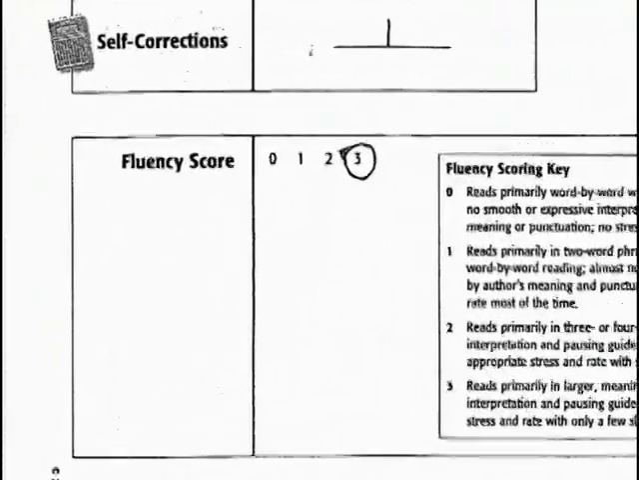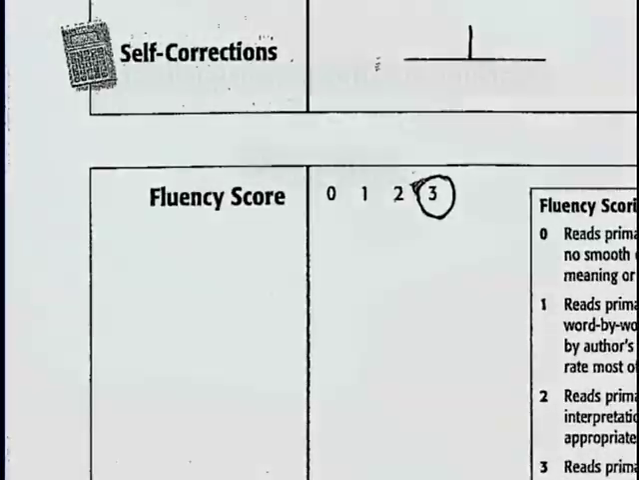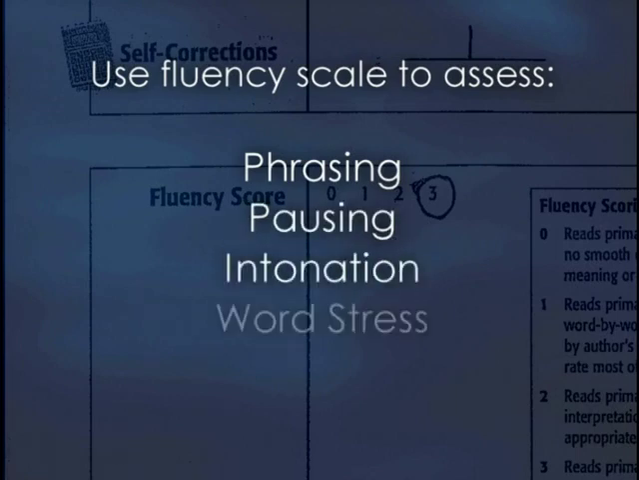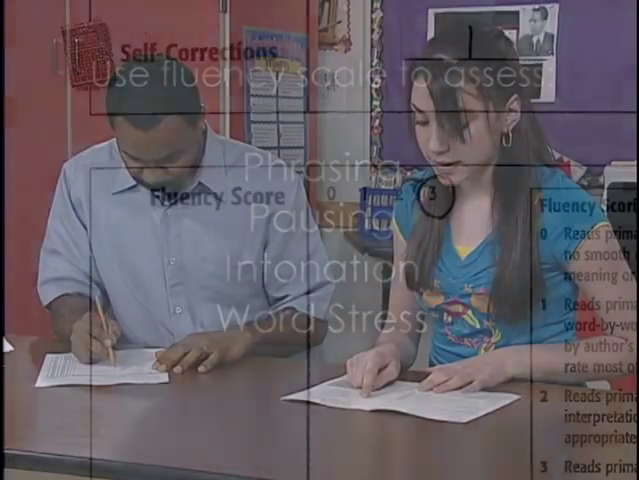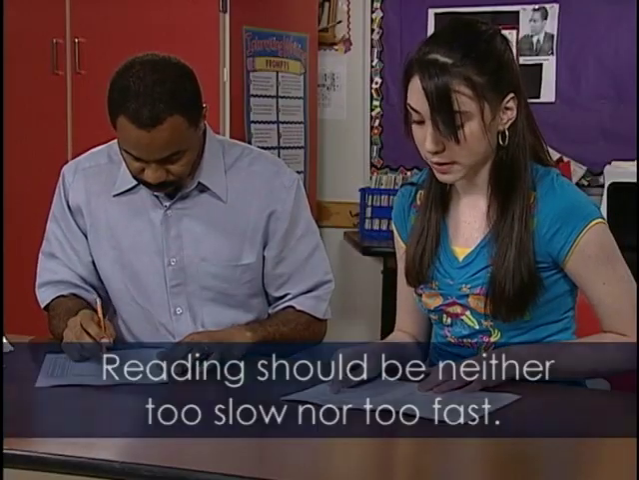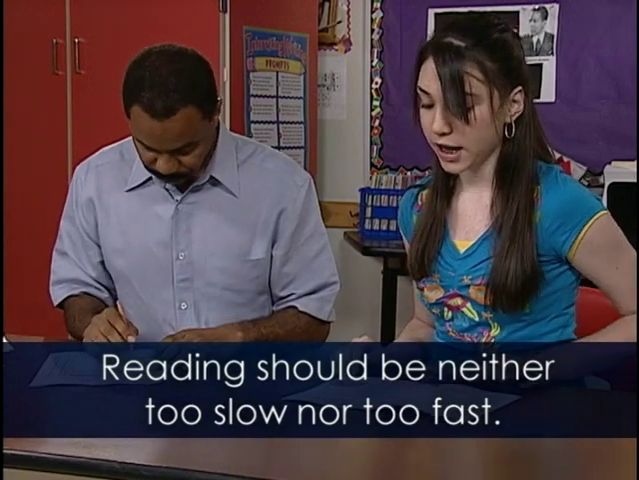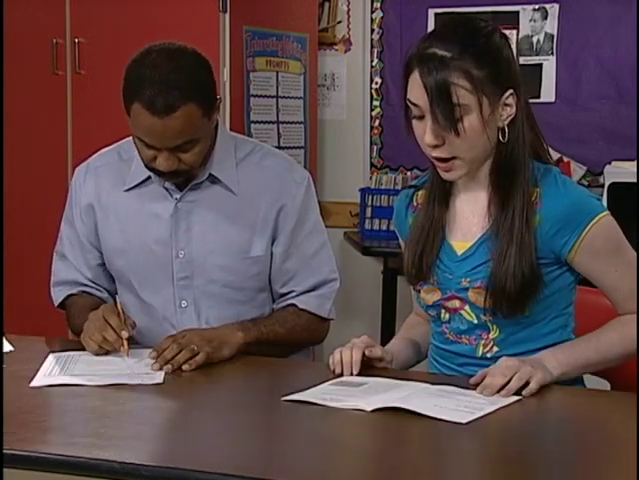Use the fluency scale to assess how the reader uses phrasing, pausing, intonation, and word stress. Reading rate is also a factor here, but remember that the reading should be neither too slow nor too fast.